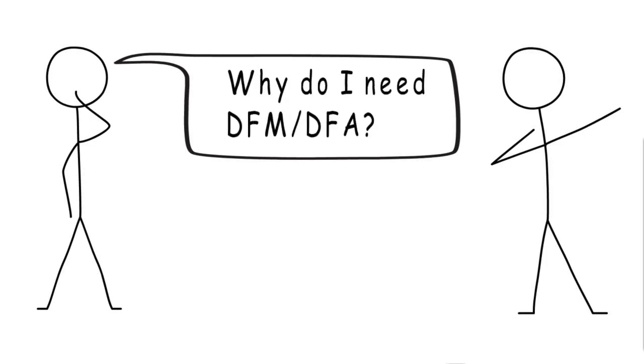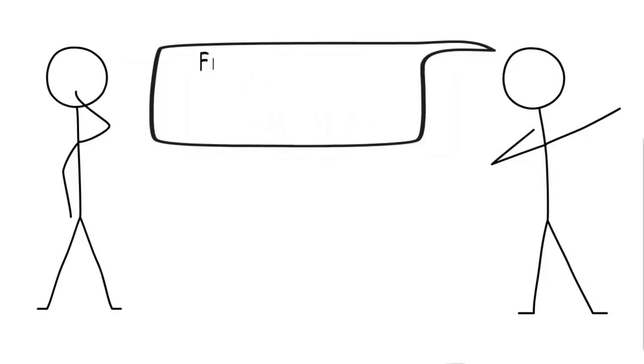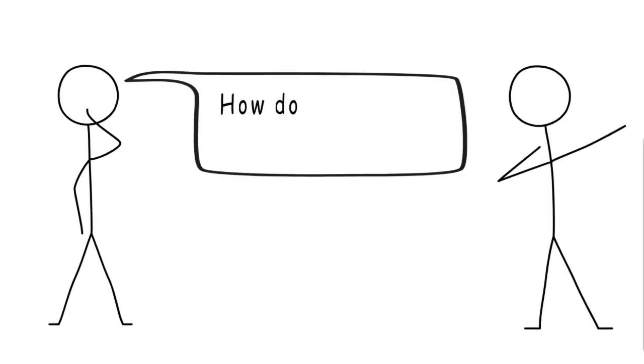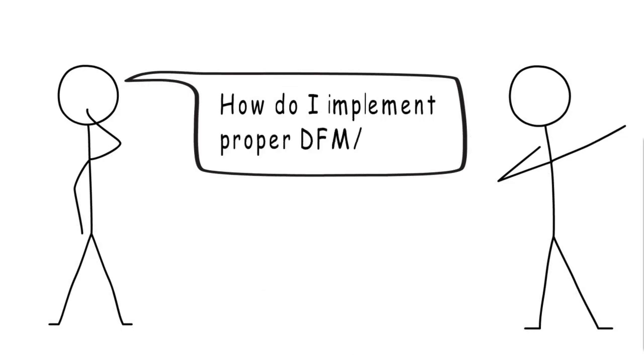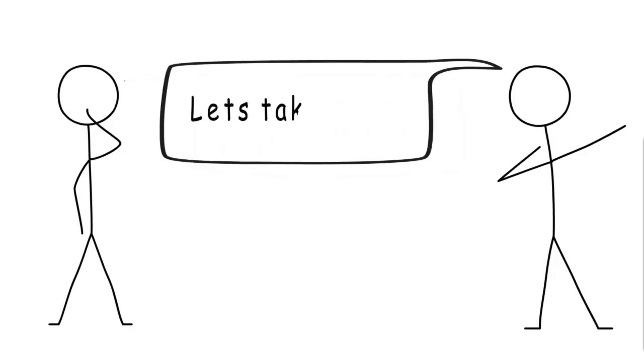So why do I need this process in my design flow? Well, the first thing is it will considerably help with first pass success in taking your designs to manufacturing. It'll allow you to produce higher quality, and also more than likely produce fewer revisions. This has all been proven. How do I implement a proper DFM, DFA process in my flow?